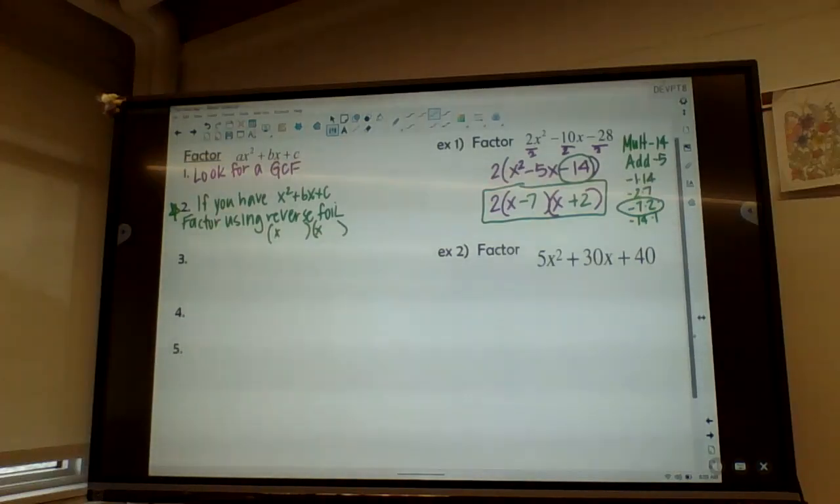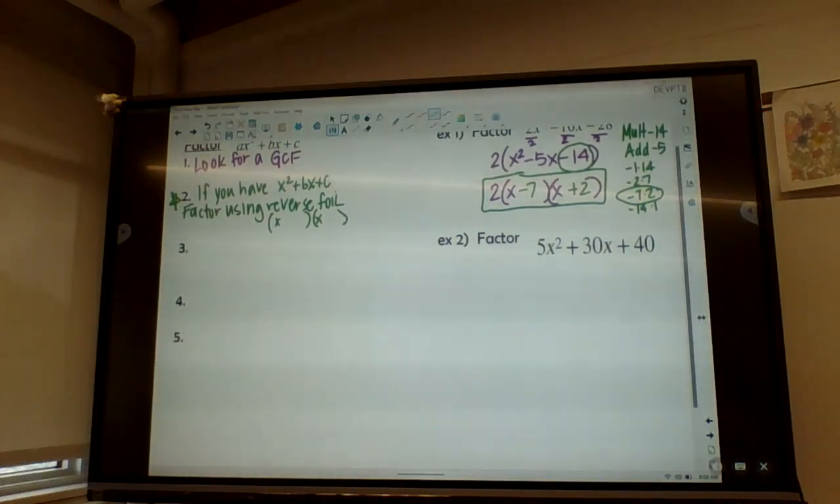So next problem here, again, look for our GCF. See if you guys can figure out what comes out of these 3. Check and see what would come out of the 3 in that second example there.